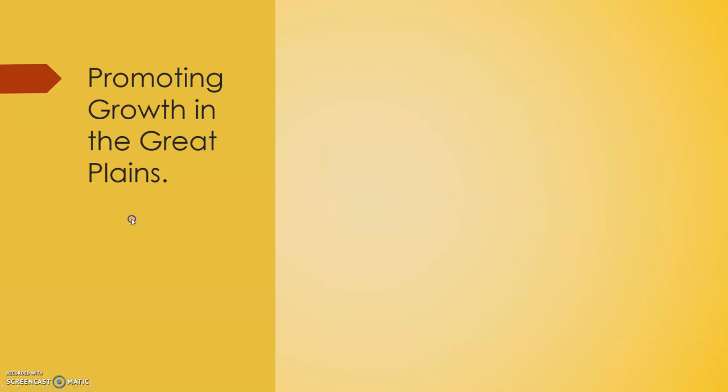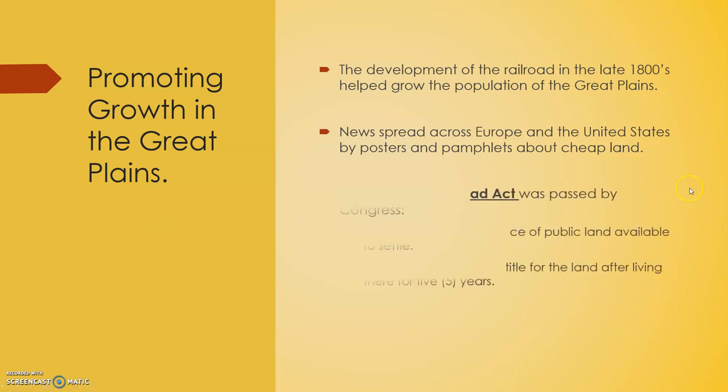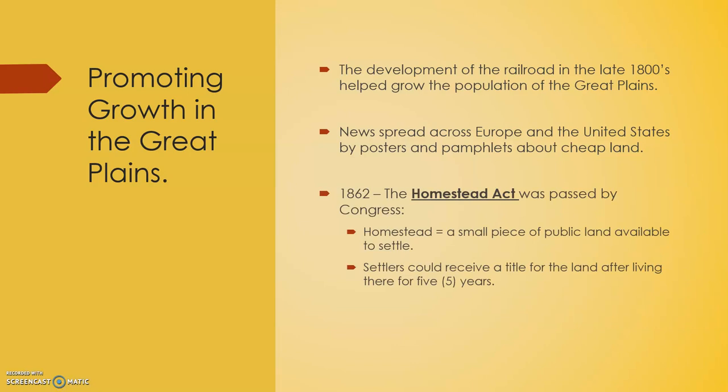So, promoting growth in the Great Plains. Again, the development of the railroad in the late 1800s helped grow the population of the Great Plains, okay? News also spread across Europe and the United States by posters and pamphlets about cheap land in the Great Plains. Another thing that helped with settlement of the Great Plains was that in 1862, the Homestead Act was passed by Congress.